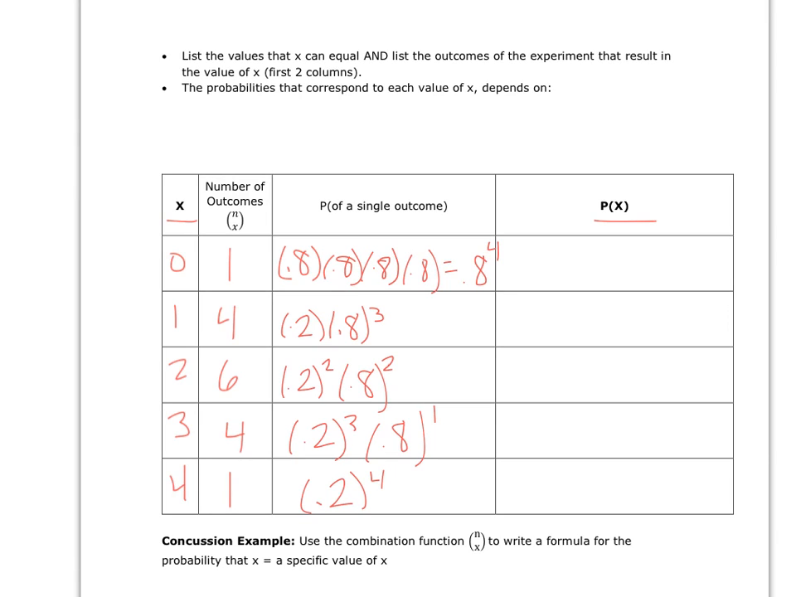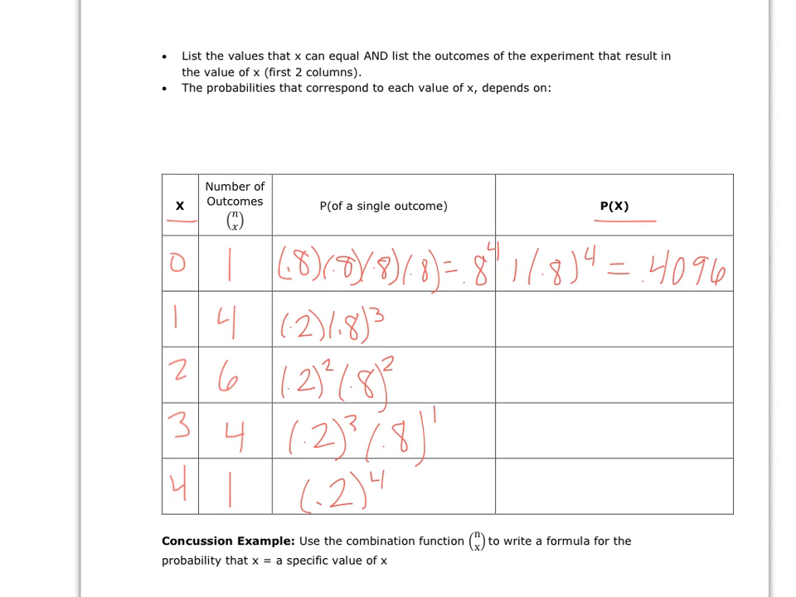Okay, so that gives us probabilities of a single outcome. For x equal to 0, there only is one outcome, so that actually is the probability. So if we just take 1 times that 0.8 to the 4, that gives us the probability that x is equal to 0, or 0.4096.